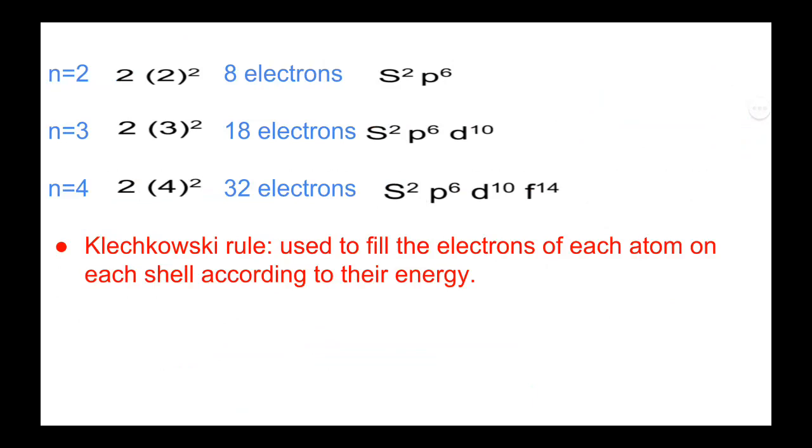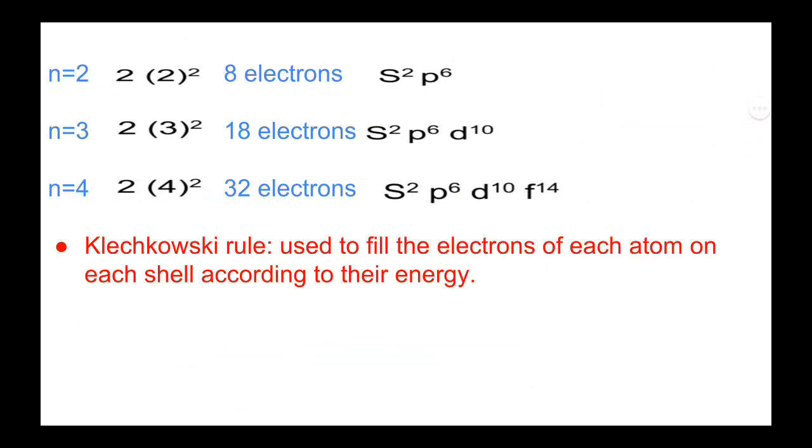n equal 3, third energy level. Again, we replace the n with 3. So 2 into 3 squared. 3 squared is 9, 9 times 2, 18 electrons. Let's distribute them on the subshells. 18 electrons: s2. I cannot pass from s to p unless I fill s with its maximum electrons. s can fit maximum 2 electrons, so I put s2, p6, 2 plus 6, 8. I still have 10 electrons to fill. So s2, p6, d10, by order s, p, d.